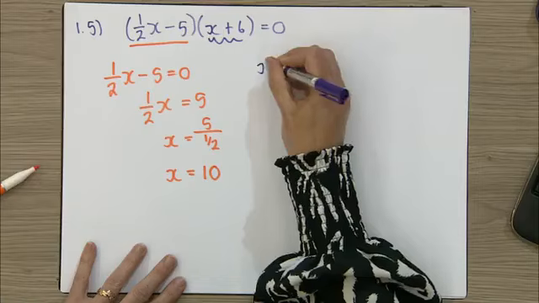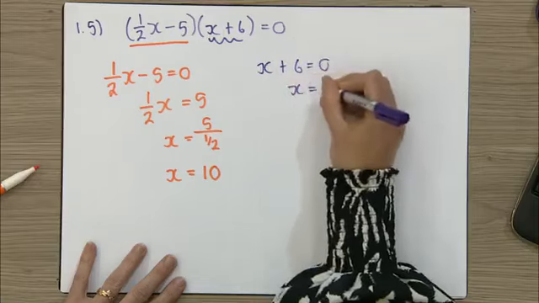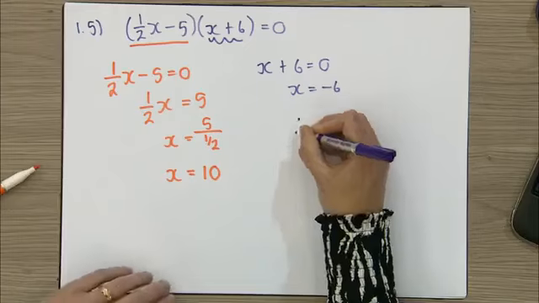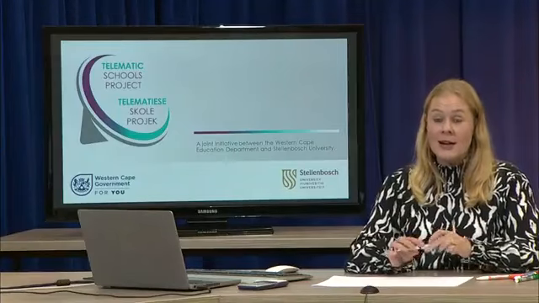The last one, x plus 6 equals 0. That could have been my other one. So x is negative 6. So if we look on the page, is our answer there? Yes, our answer is there. It is B.